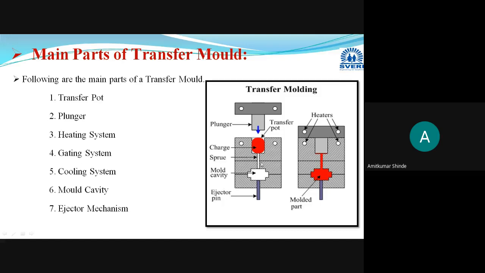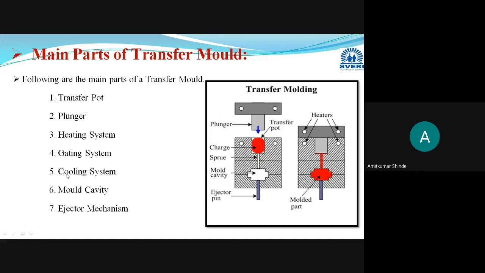Depending on that channel, the transfer molding process is classified into pot type and plunger type. When only a sprue is used, it is pot type, and when gates and runners like horizontal channels are used, it is termed the plunger type transfer molding process. So the function of the gating system is to transfer the charge or preform in the liquid stage or semi-solid stage into the mold cavity.